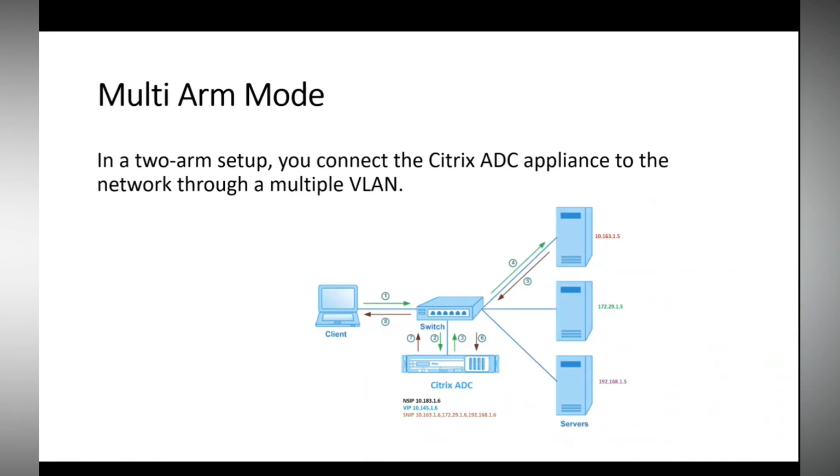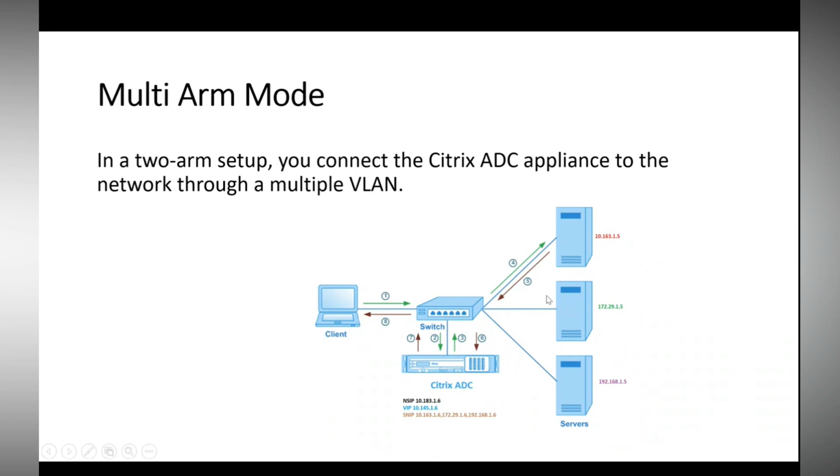And the last one is multi-arm mode. Multi-arm mode is nothing but where you have multiple VLANs involved. For example, let's say your first server is in 10.163.1.5, the second is 172.29.1.5, and the third one is 192.168.1.5. So all these are in different ranges and different VLANs. Similarly, in the ADC, if you see, NSIP is in 10.183, VIP is 10.145, SNIP is a different 10.163, etc. So here we have involved multiple VLANs. In this case, we refer to it as multi-arm mode.